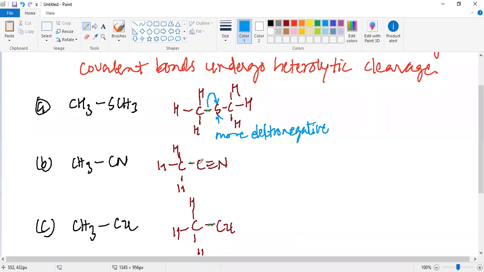Here you can see that this carbon is sp hybridized and this carbon is sp3 hybridized. Will you please tell me which is more electronegative? Is sp hybridized more electronegative or sp3 hybridized? We are well aware that the carbon having sp hybridization is more electronegative. Yes, sir.